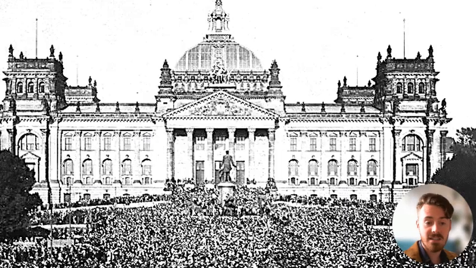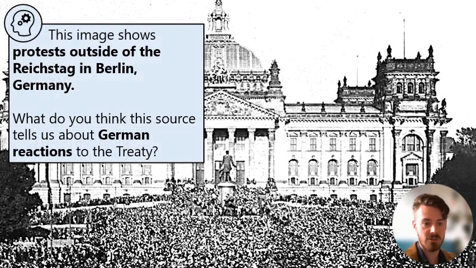In fact, they protested and stormed the Reichstag to complain about the treaty. They felt that this whole thing was a nightmare. They felt it should not happen, but nothing could be done. German reaction just really tells us that the Germans were super upset. There's a number of reasons why this was.